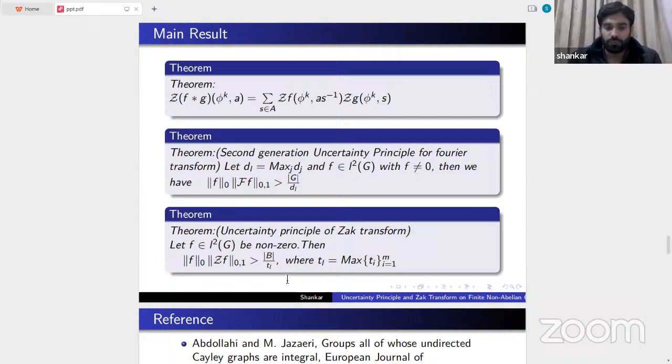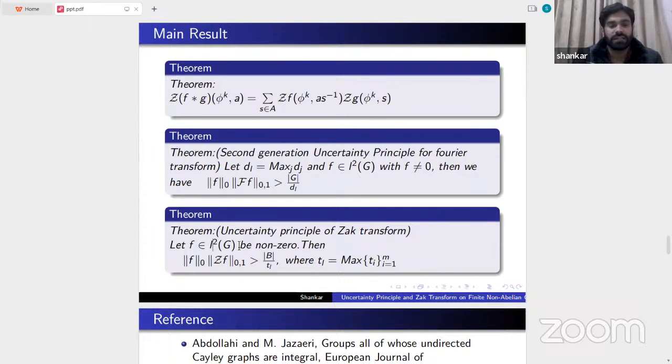Using the Fourier transform, we have an uncertainty principle that gives us the sparse norm of f, the product of the sparse norm of f with the Fourier transform of f, strictly greater than the order of G upon d1, where d1 is the maximum of dj, and dj are the degrees of irreducible representations. So if we use the Fourier transform, then we get this result. When we use the Jack transform, then we get this result.